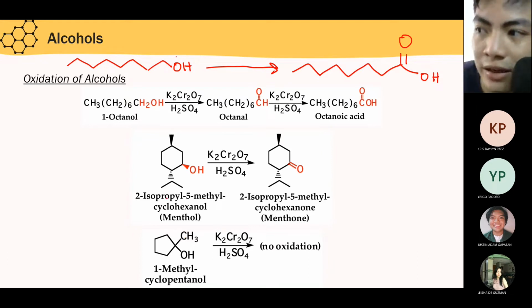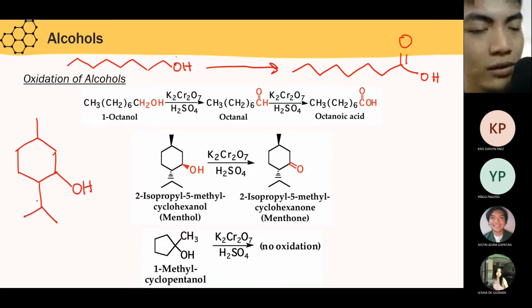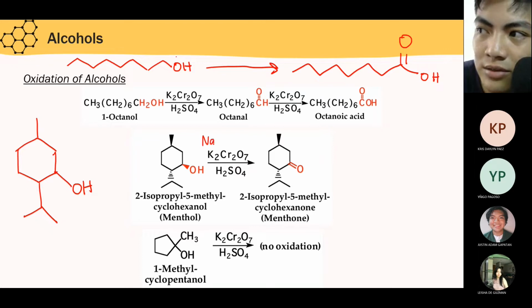Next one, we have the secondary alcohol. Okay. Kunwari, ito naman. So, let me just copy everything. Hindi ko na ilalagay yung cis trans isomerism. Kunwari, you have an alcohol. Okay, so ito. So, using an oxidizing agent, potassium dichromate, or pwede rin naman sodium dichromate. Ito yung formula ng sodium dichromate.